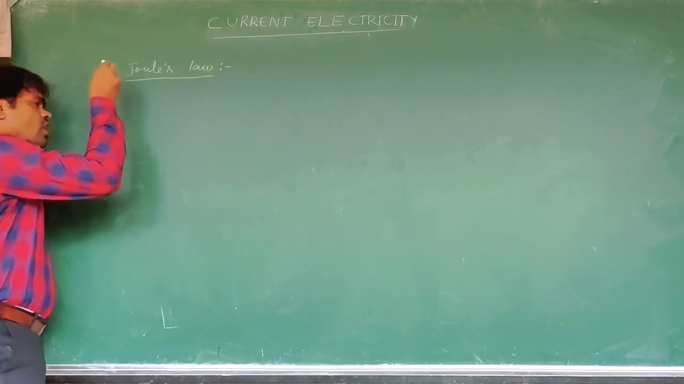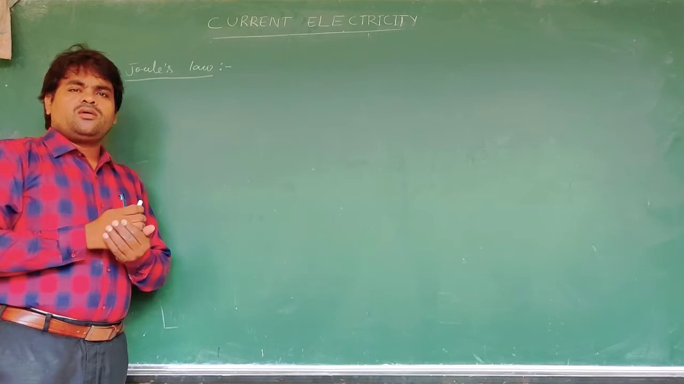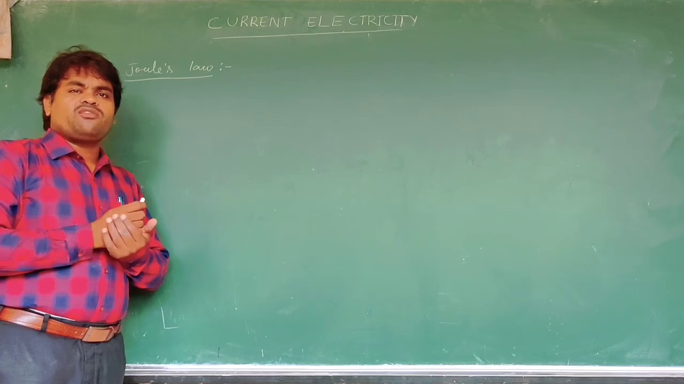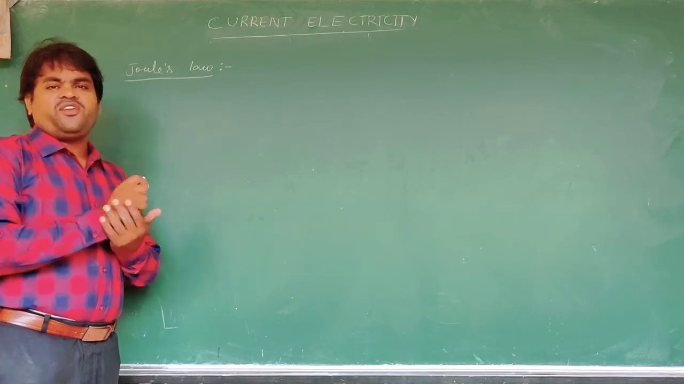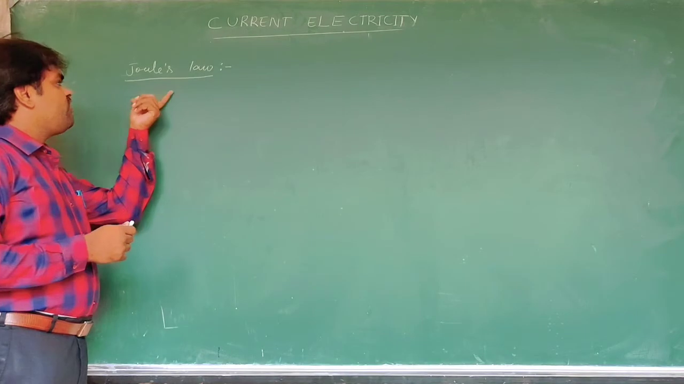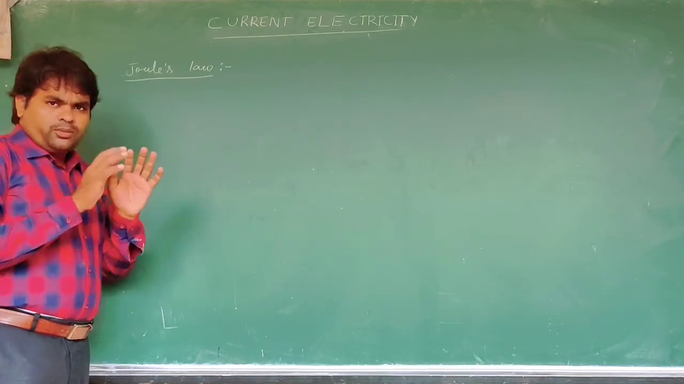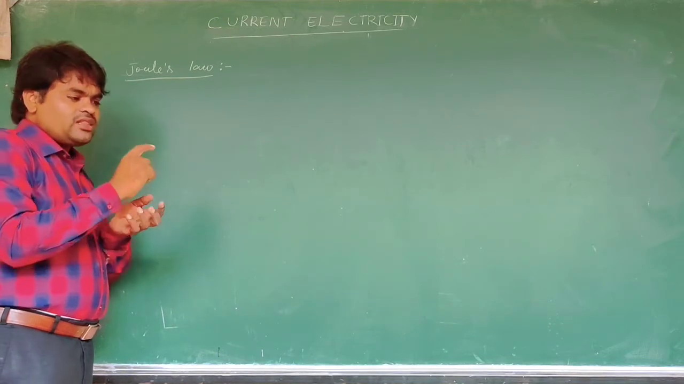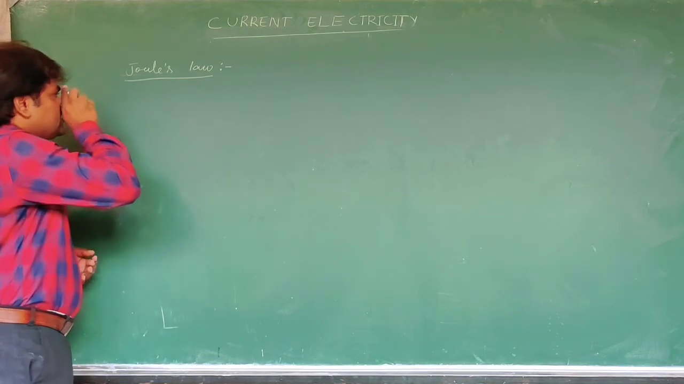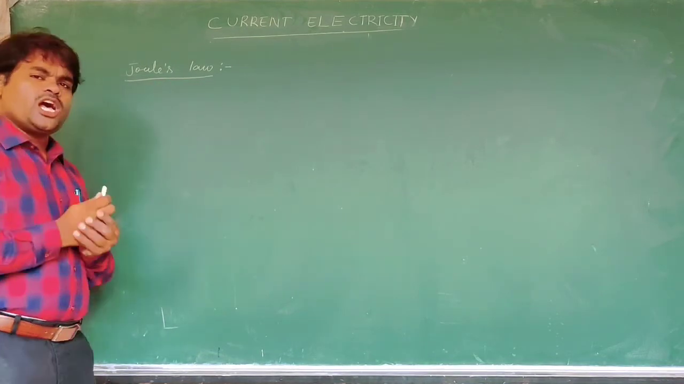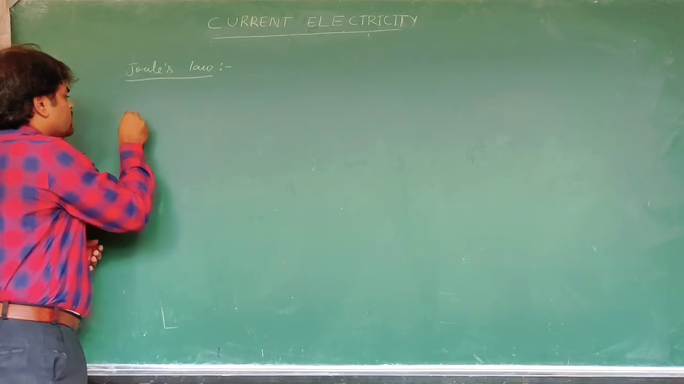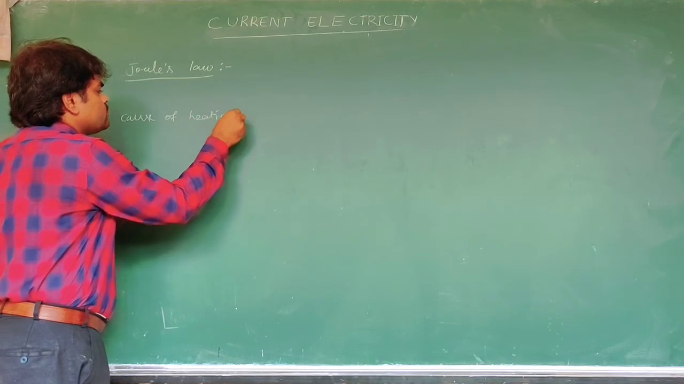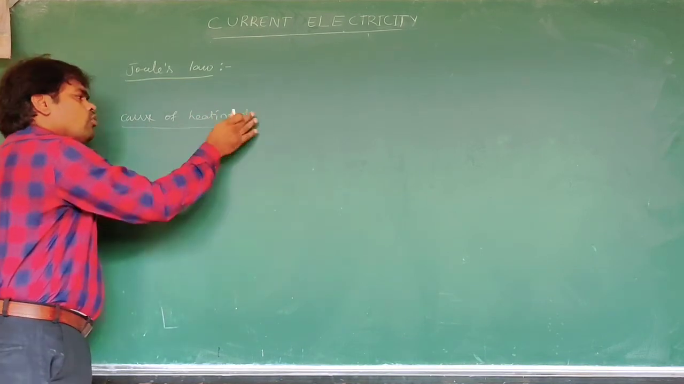Here, whenever current is flowing through the conductor, after some time the conductor will get heated. This effect is known as the heating effect of Joule's law. That means the current passes through it, and after some time the conductor will get heated. That is called Joule's law. What is the cause of heating? Cause of heating due to the current flow.